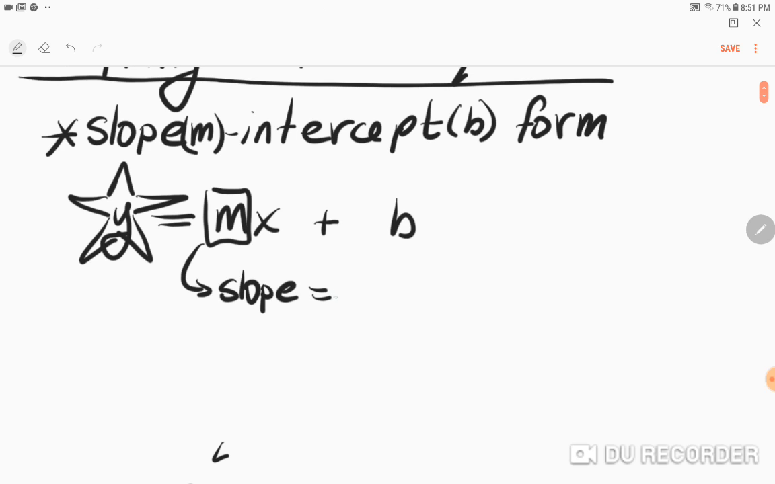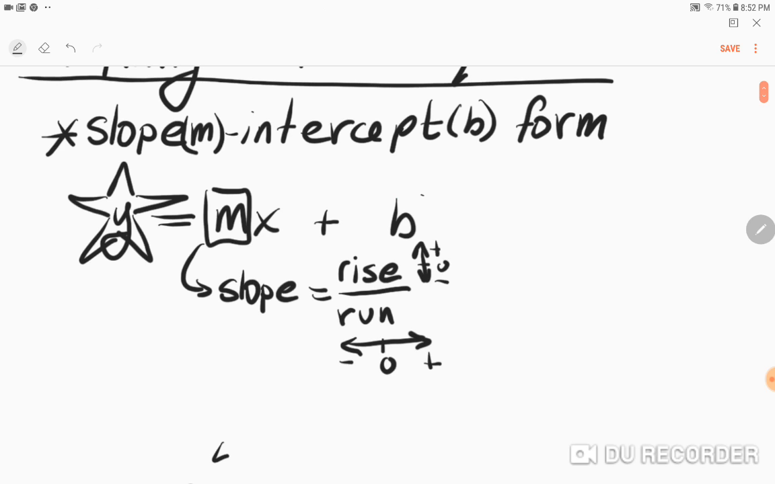The value on top is called the rise, and it will move you up or down depending on the sign. If the value is positive, you move up. If it's negative, you move down. If it's zero, you stay there. Now the value on the bottom is called the run, and that value would either move you right or left depending on the sign. If it's positive, you go to the right. If it's negative, you move to the left. If it's zero, you stay there.